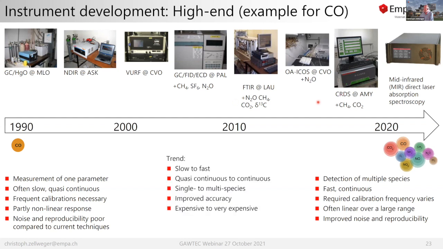With a trend from slow to fast measurements, from quasi-continuous to continuous, from single to multi-species. And some of the multi-species instruments, even today, can measure also ozone together with many other species. So there is clearly a progress that can be seen, especially over the last 10 years, but also 20 years.